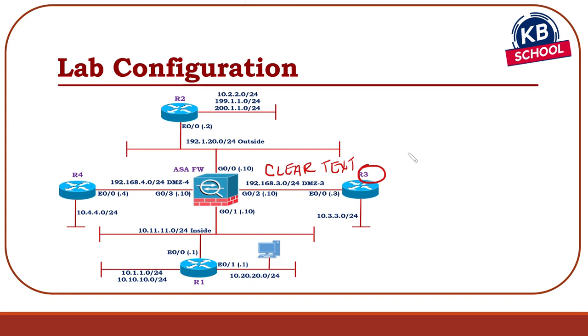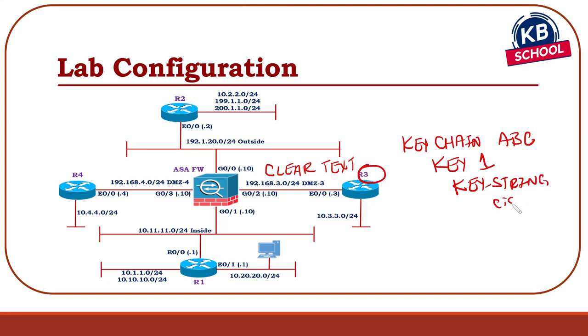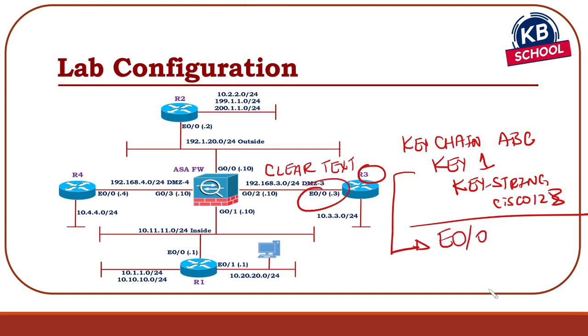So R3 needs to have a key. Actually, it will have a keychain. Inside the keychain, I'll create a key based on the requirements. Key ID of 1, key string of Cisco 123. Once I create it, I need to apply it to my E0/0 interface and specify the mode.